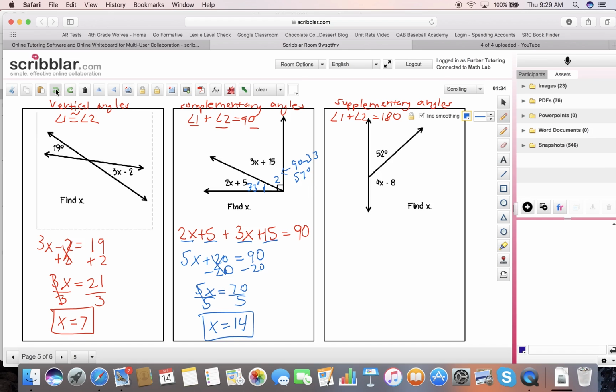But if they don't ask that, if all they're asking is for us to simply solve for x, then we just find the value of the variable by using the equation. And then the supplementary angles, remember they share a straight angle. A straight angle is 180 degrees. So the measures of those are going to add up to 180. So 4x minus 8 plus 52 equals 180. And then I just have to combine some like terms. Negative 8 and 52 combine to make 44.